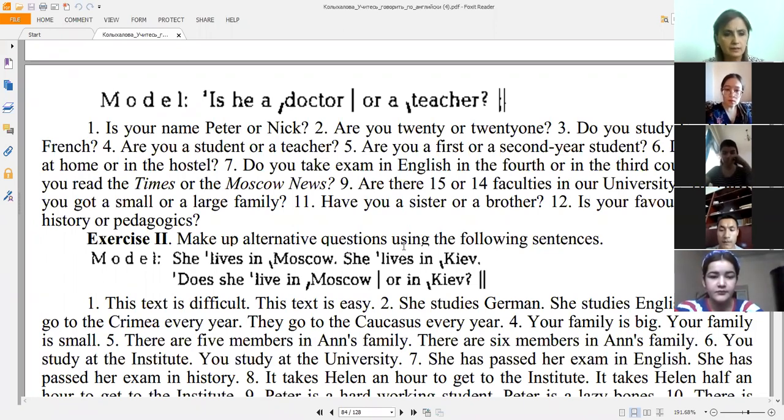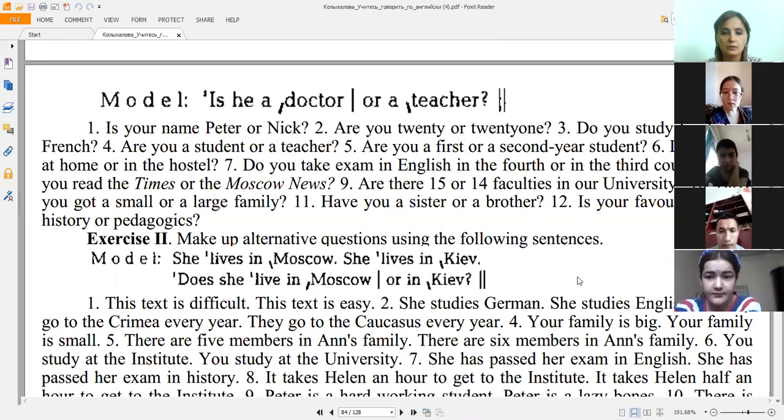The next exercise. Pay attention to the next exercise, please. Make up alternative questions using the following sentences. She lives in Moscow. She lives in Kiev. And we should form an alternative question with the help of these two sentences. Does she live in Moscow or in Kiev? Understand the task of the exercise? Okay.